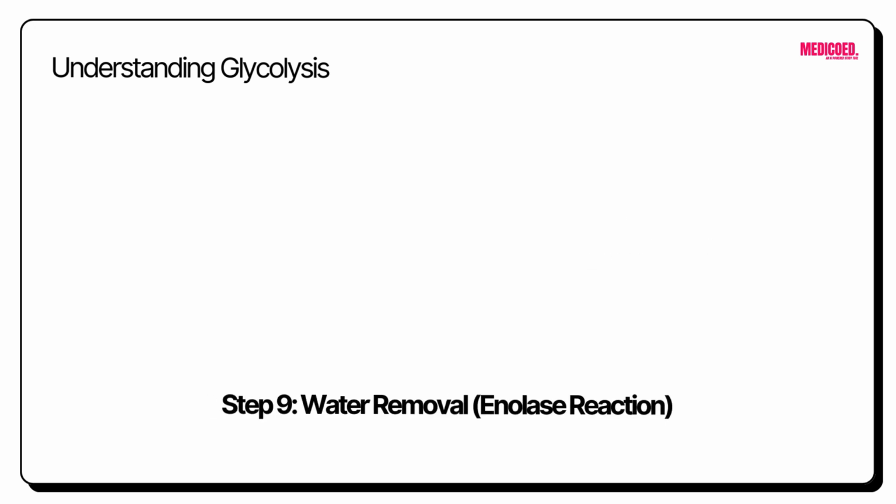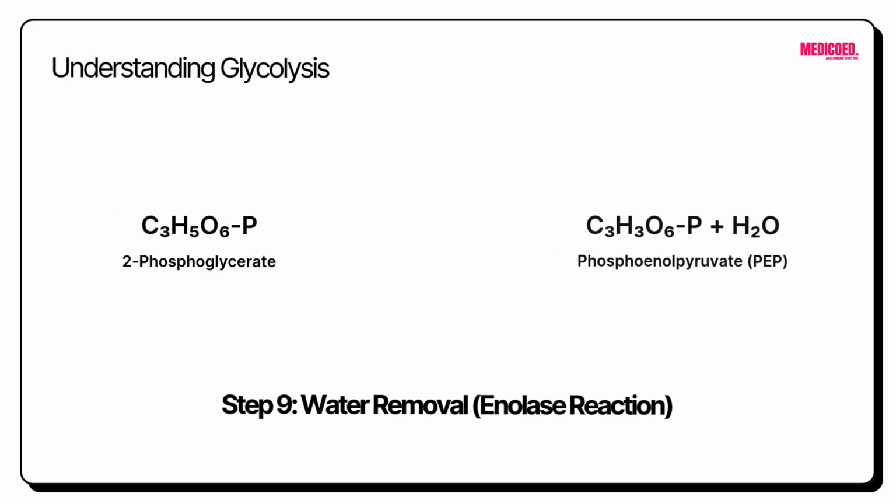Step 9. Water removal, enolase reaction. A water molecule is removed, forming phosphoenolpyruvate, PEP, a high-energy compound.